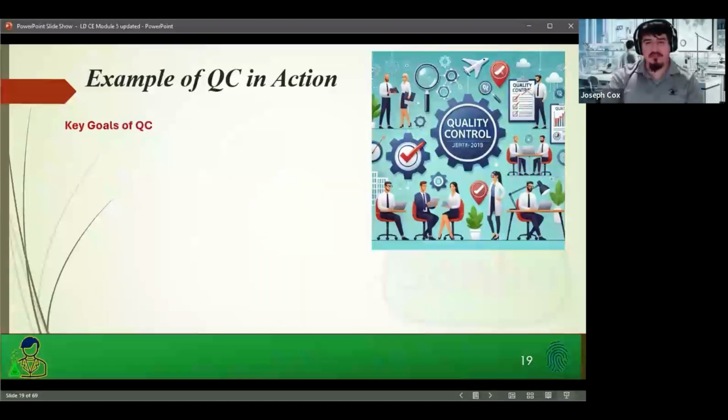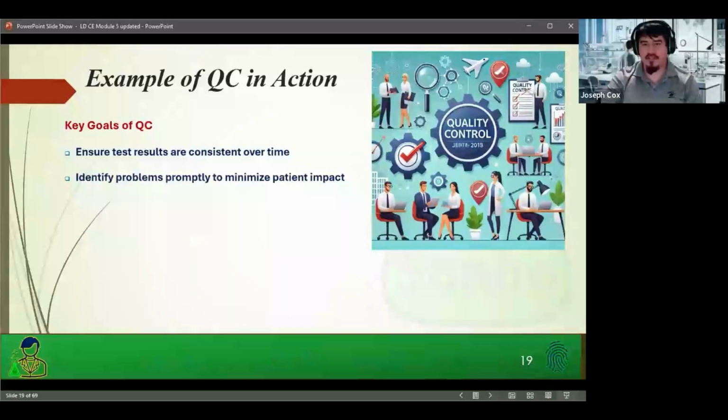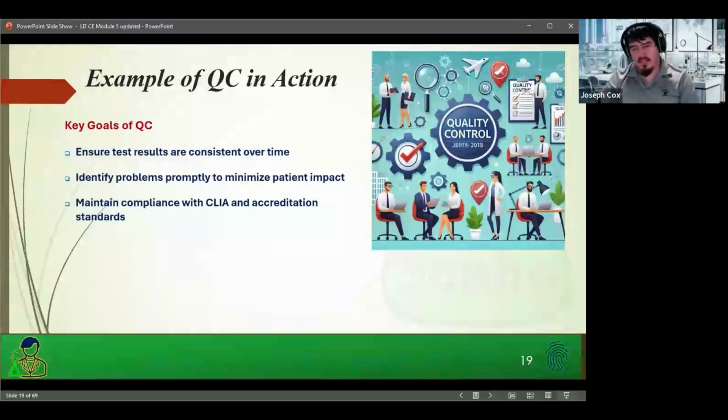The key goals of QC: to ensure that tests are consistent over time, identify problems promptly to minimize patient impact, and maintain compliance with CLIA and accreditation standards. QC is the foundation of quality management. So without a QC, you can't truly have a QMS system. So earlier, before, we were talking about a QMS, without a QC, there's really not an actionable monitor.